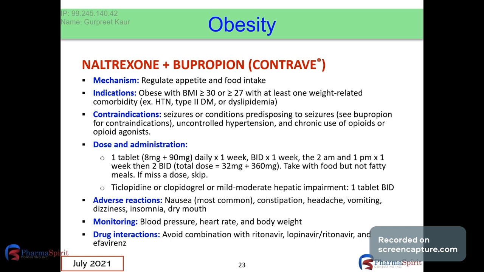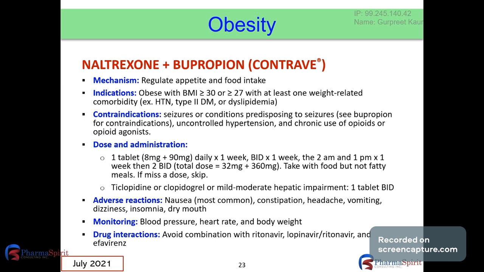So before we start Contrave, it's very important to make sure that the patient is opioid free for 7 to 10 days before starting. So the patient must be opioid free for 7 to 10 days before starting Contrave. Otherwise, the patient may experience withdrawal symptoms. Now we'll talk about the dose and administration. With this medication, we start low and increase the dose slowly.